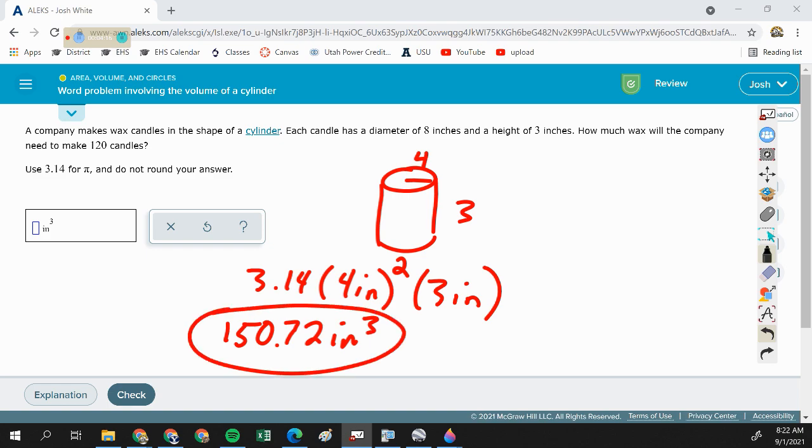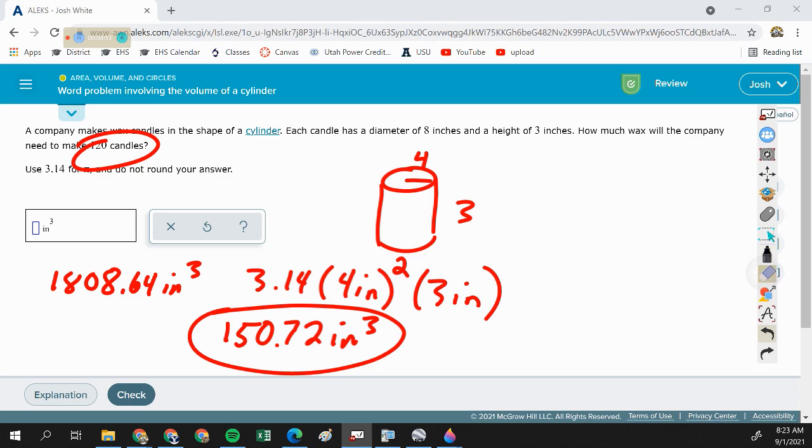What does this tell me? That's the volume of wax necessary to make 1 candle. And the goal is to make 120 candles. So I multiply that by 120, and I get 1808.64 inches cubed. Does that make sense?